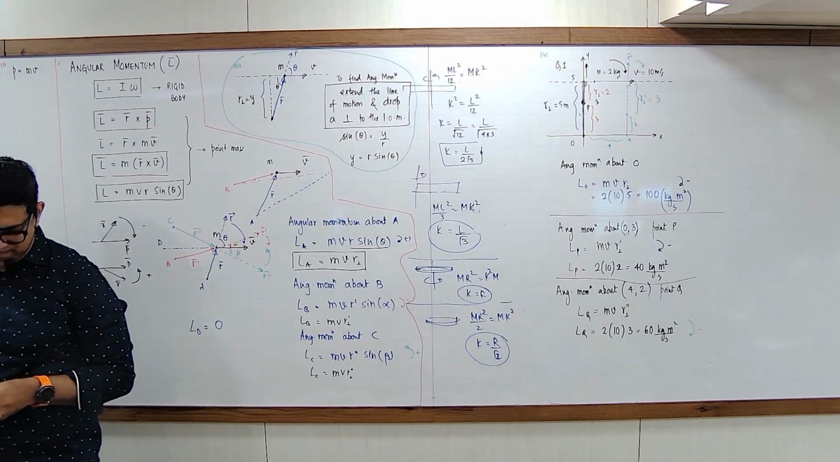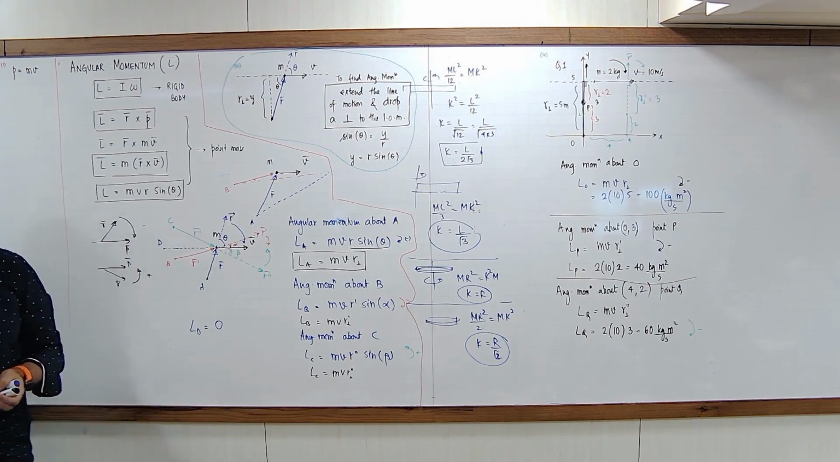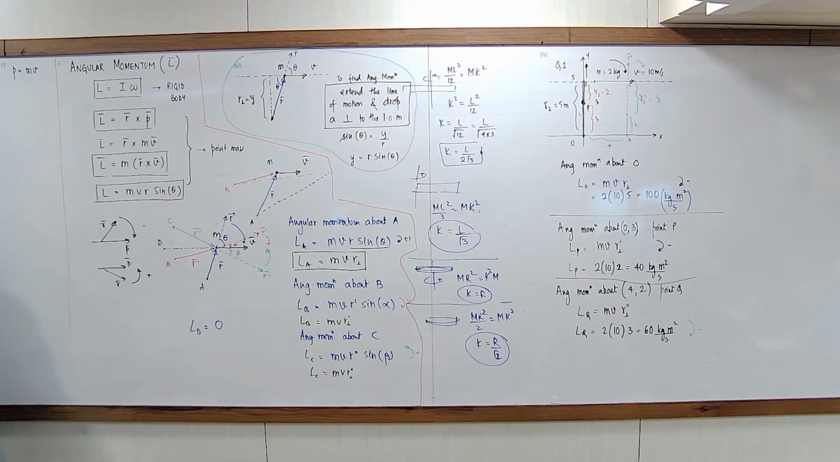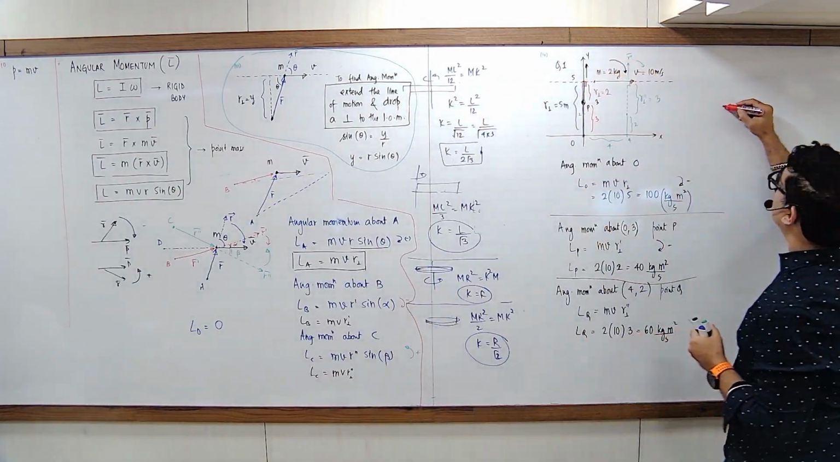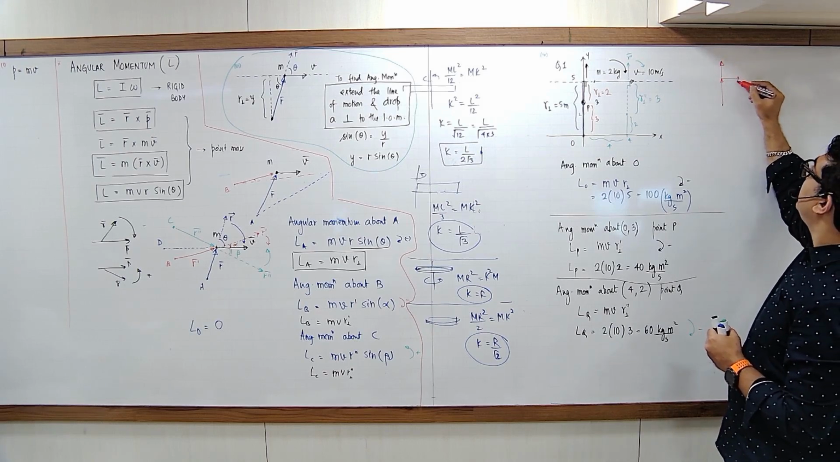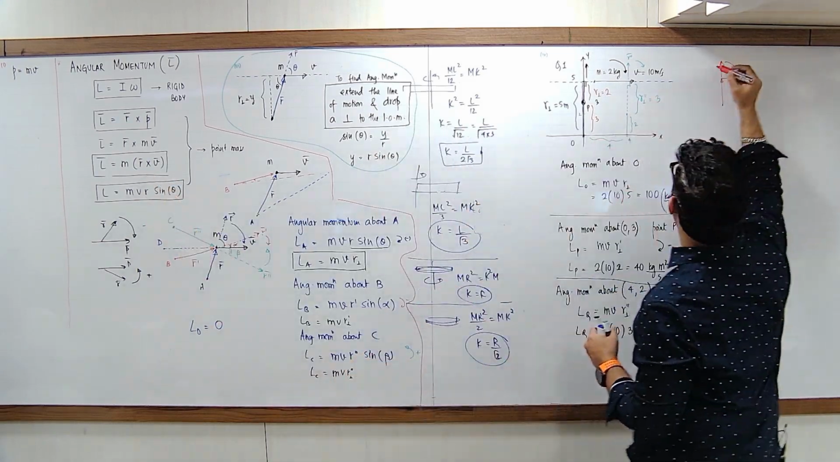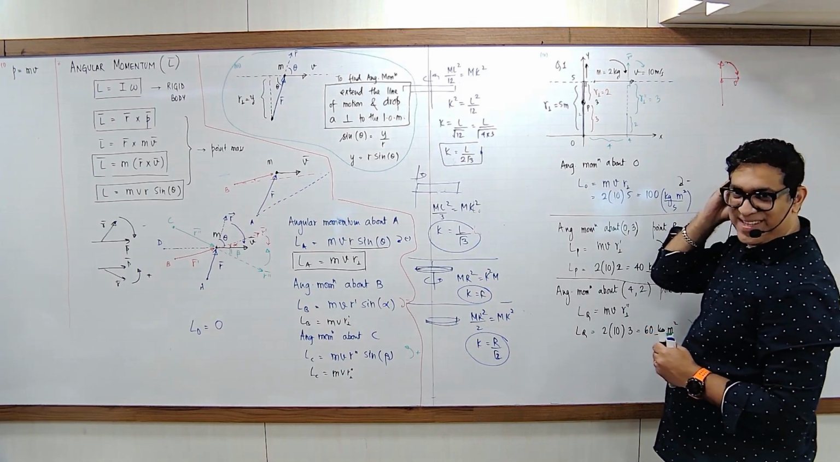So we can use the formula L equals P R sin theta. This was R when I took this particle here. This was R, and this is V. It's R cross V or V cross R. So go from R to V. Clockwise. Understood?